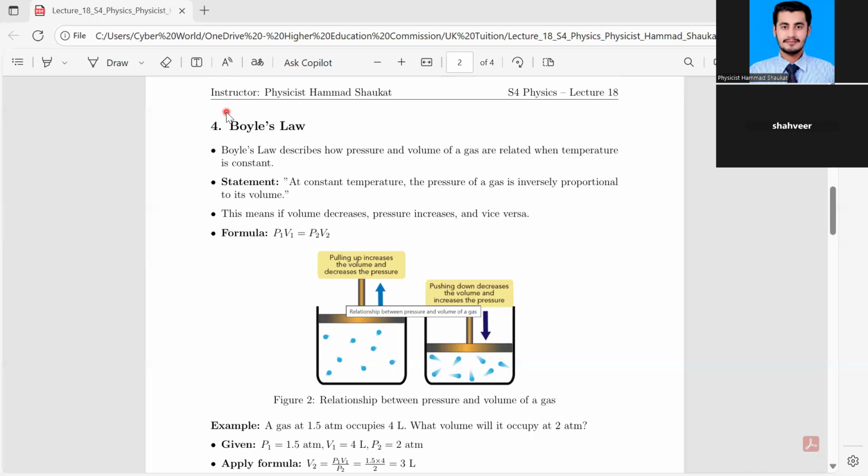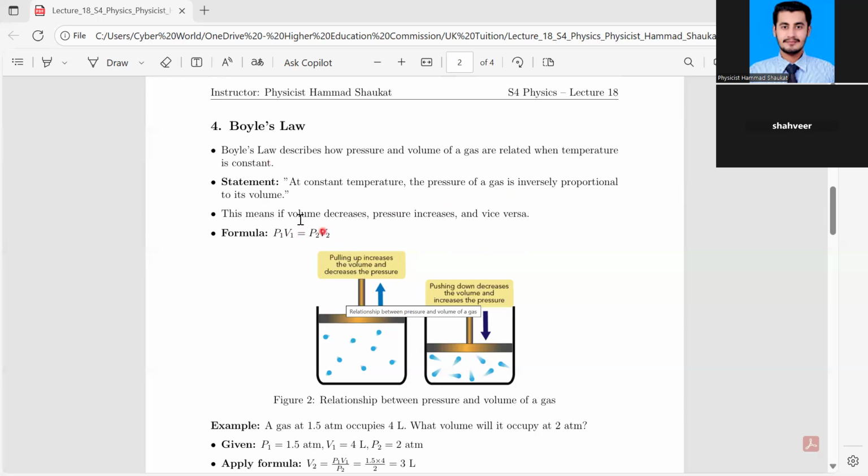So does pressure have a direct relation with volume or inverse? Inverse. What does inverse proportionality mean? If you increase something, the other should decrease. Yes, and if something is decreasing, the other should increase. So according to Boyle's law, pressure and volume are inversely proportional to each other. It means that if you increase the pressure, volume decreases and vice versa.